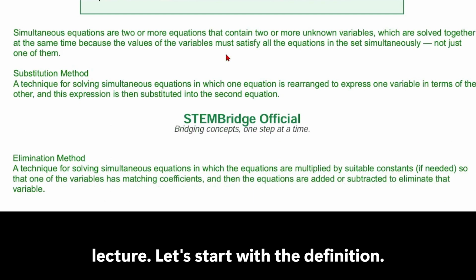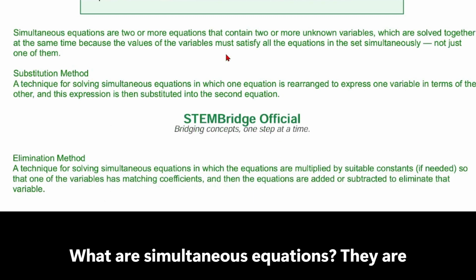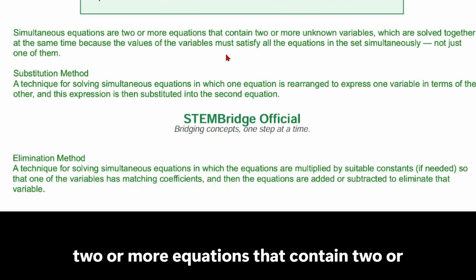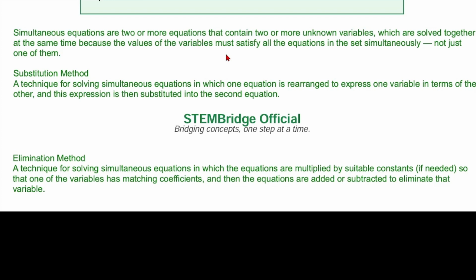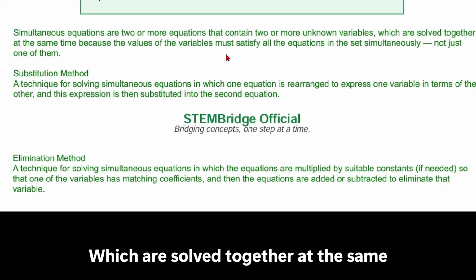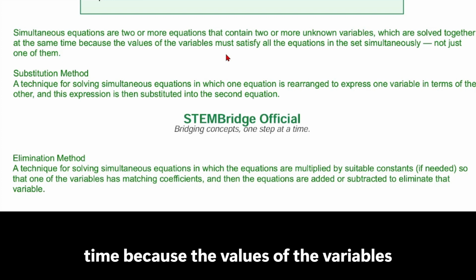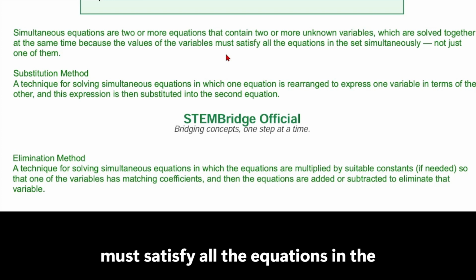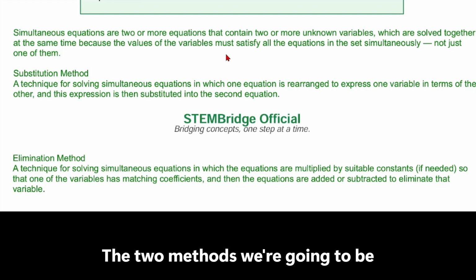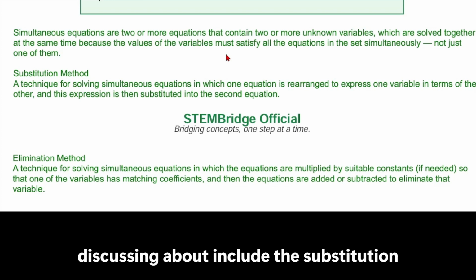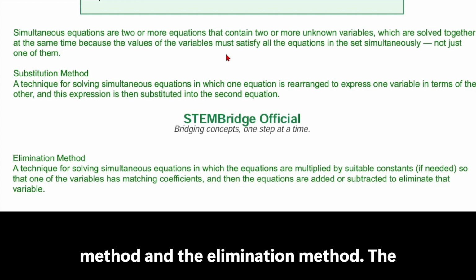What are simultaneous equations? They are two or more equations that contain two or more unknown variables, suppose x and y, which are solved together at the same time because the values of the variables must satisfy all the equations in the set simultaneously, not just one of them. The two methods we're going to be discussing include the substitution method and the elimination method.